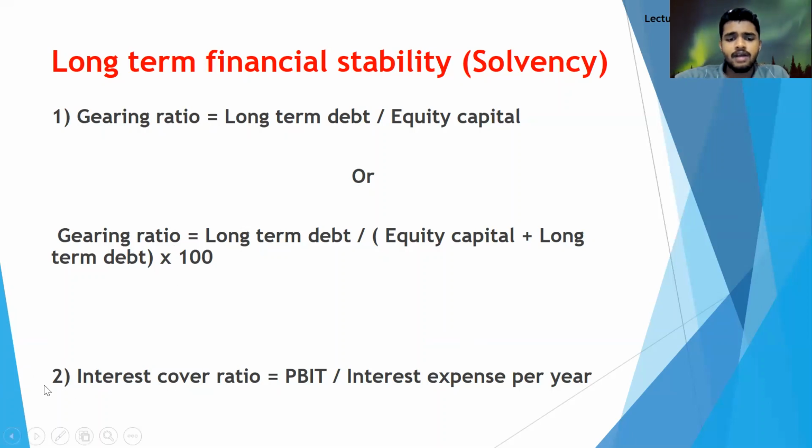Then we have interest cover ratio. Interest cover ratio in the sense, using your profit before interest and tax, how many times can you cover your interest payments? That is your interest cover ratio. If it is higher, it is better. So interest cover ratio is equal to your profit before interest and tax divided by interest expense per year.